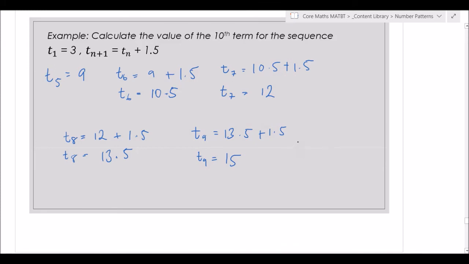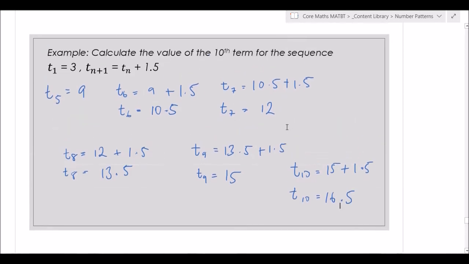So term number 10 will be 15, which is what term 9 was, plus 1.5, which is your common difference. Therefore, term 10 is 16.5. And that's how we work out a value recursively.